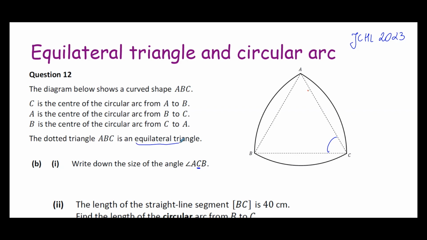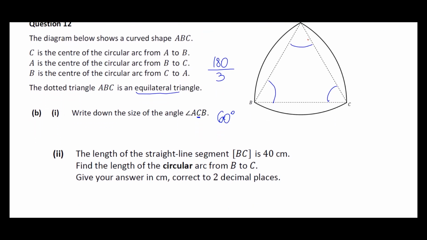Now, equilateral triangle, what we know about it is that every side has the same length and every angle is exactly the same. All angles in a triangle add up to 180. So if I divide 180 into 3 equal angles, I'm going to get 60. So that means every angle in an equilateral triangle is 60. Okay, and then the next part.